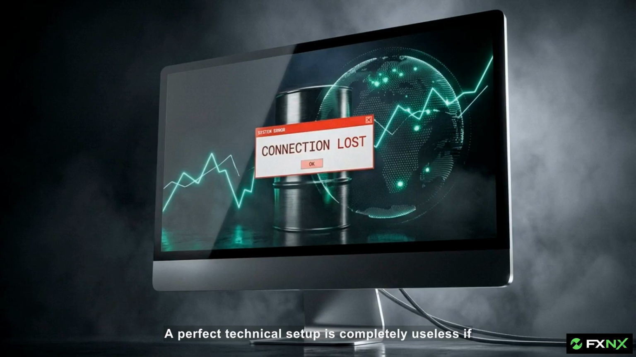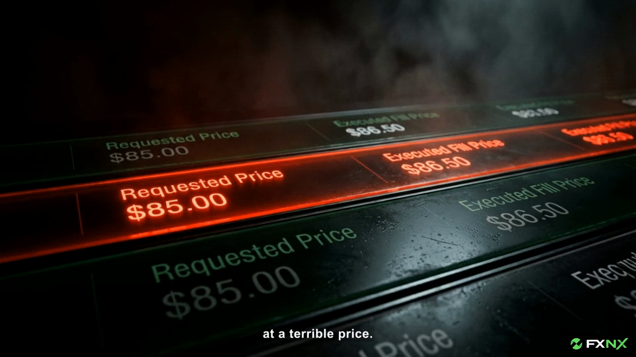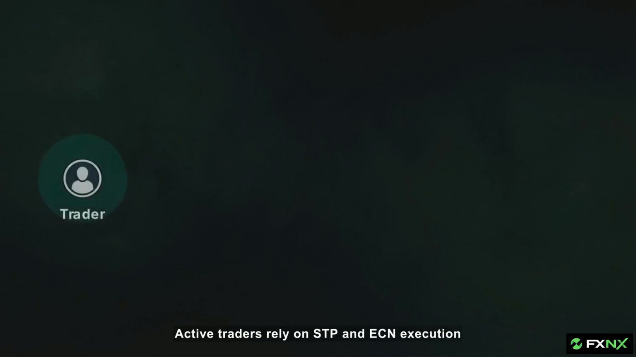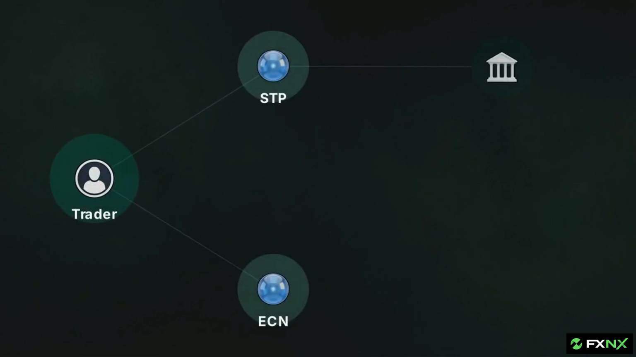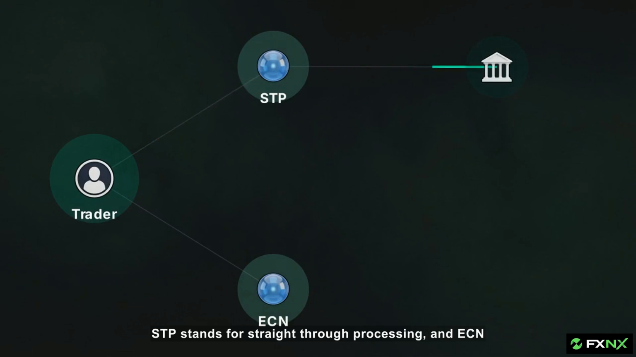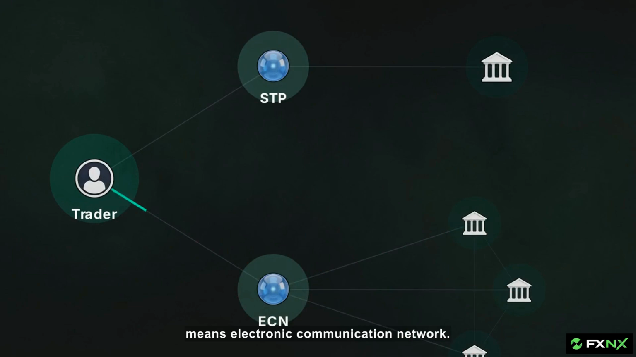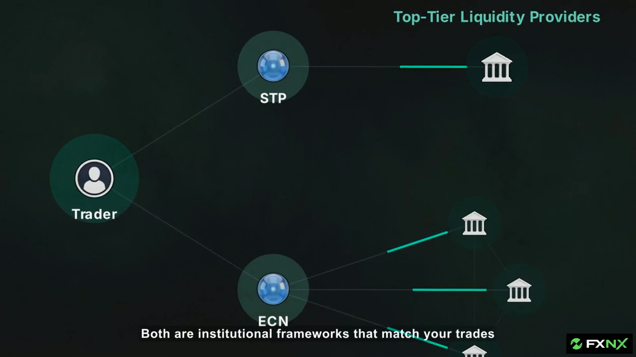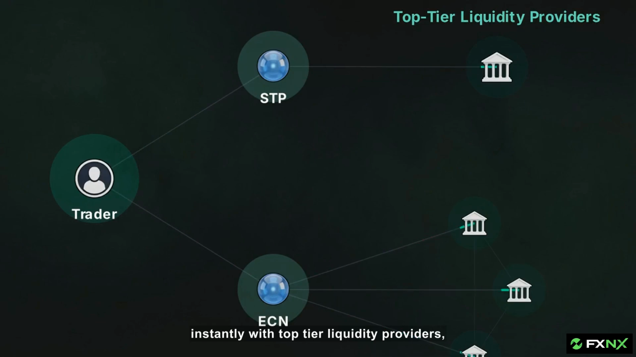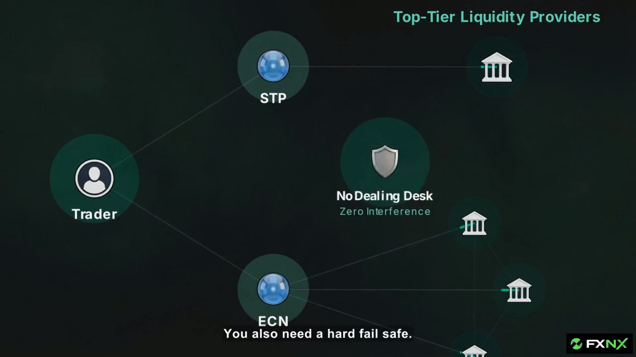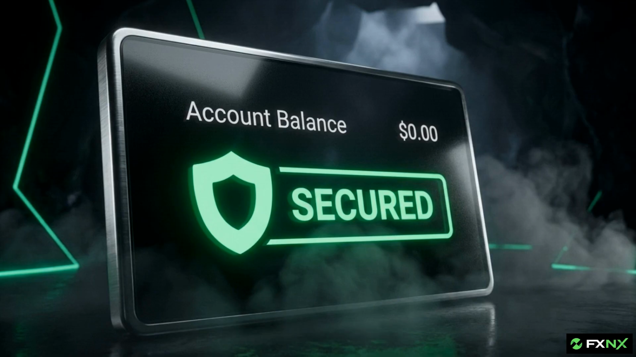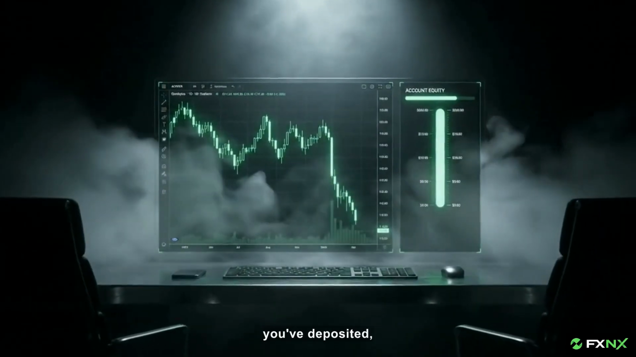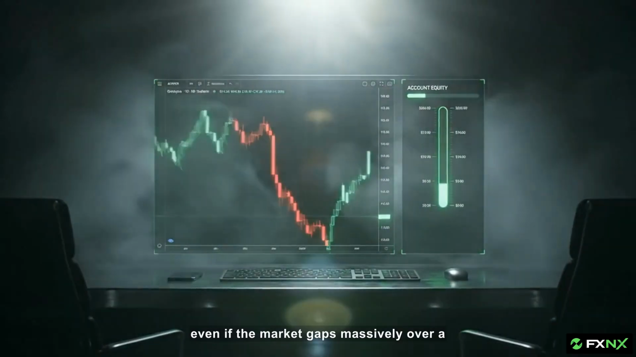A perfect technical setup is completely useless if your broker's platform freezes or fills your order at a terrible price the exact second a major news report drops. Active traders rely on STP and ECN execution models. STP stands for straight-through processing, and ECN means electronic communication network. Both are institutional frameworks that match your trades instantly with top-tier liquidity providers, entirely without broker interference. You also need a hard fail-safe. Negative balance protection is a regulatory feature that guarantees you can never lose more money than you've deposited, even if the market gaps massively over a weekend.